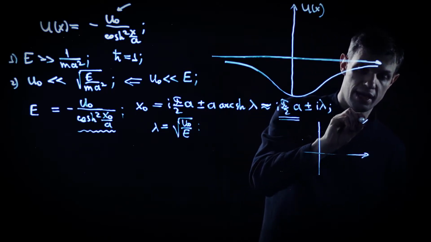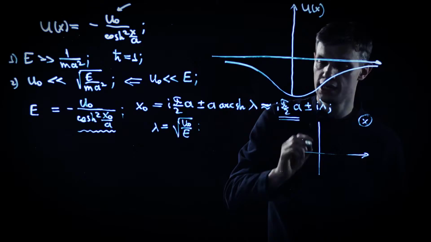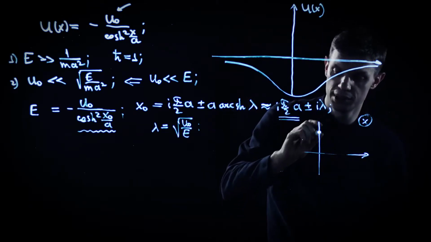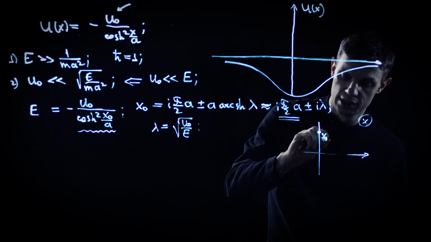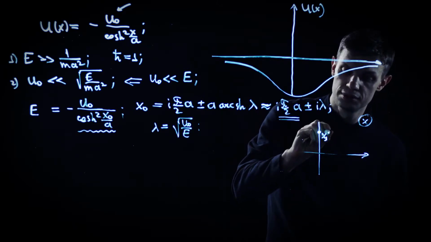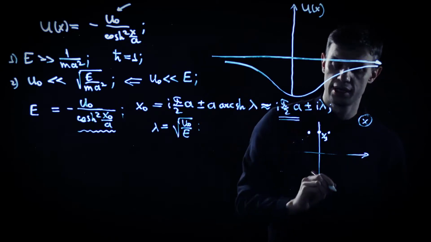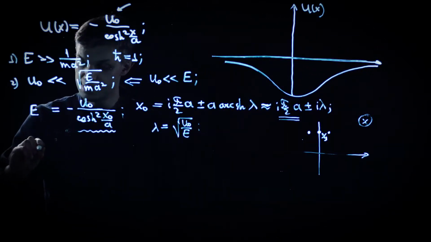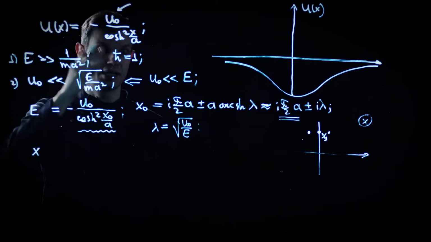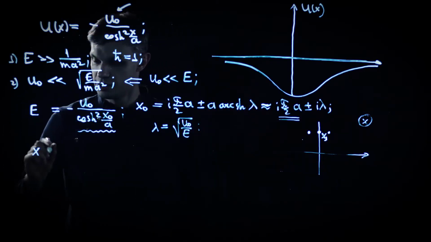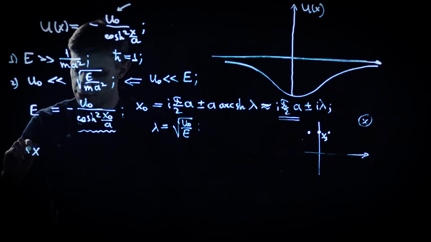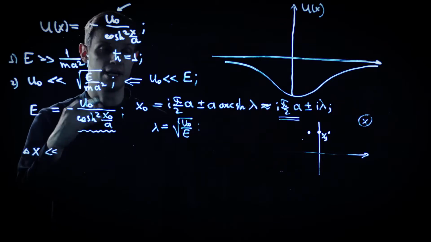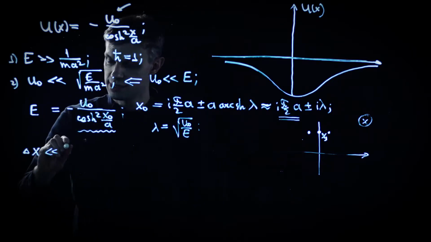So here is our x complex plane. Here is the pole of the potential well, which we denote x1. And here are two turning points. And what we did before, we always expanded the potential well near the turning point. So we used this expansion, so delta x was much smaller than the characteristic scale of the potential, which is a in our case.